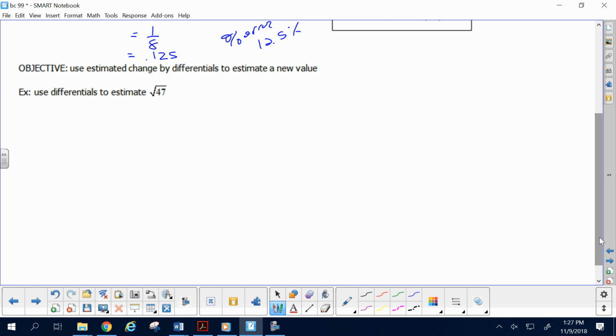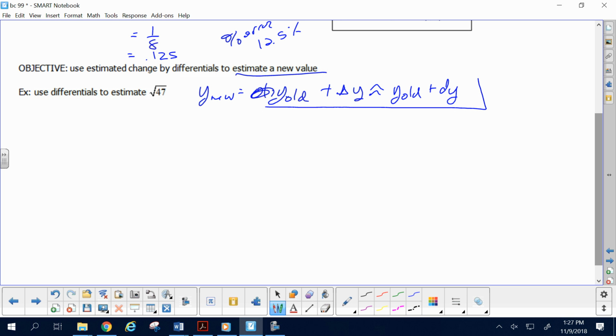Okay, last but not least, you can use differentials in more of a numerical, mathy kind of setting to do estimates, a lot like you would use a tangent line. In fact, there's a ton of overlap here. When you use differentials to estimate a new value, then you take an old value, let's call it the y, y new is y old plus change. And that'll be estimated by y old plus dy. Okay, we'll estimate the true change by dy.